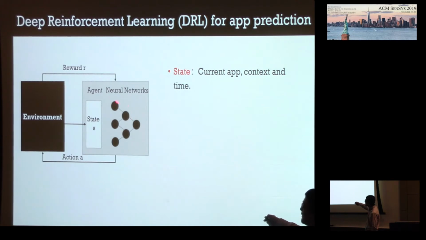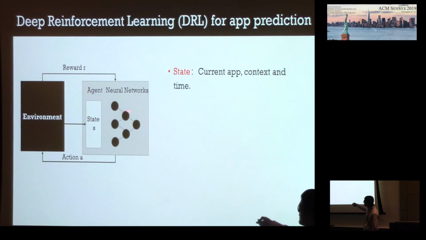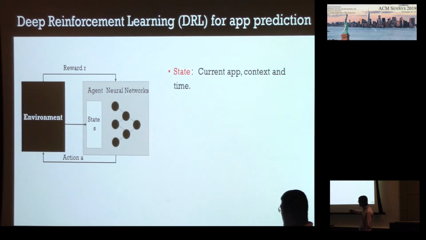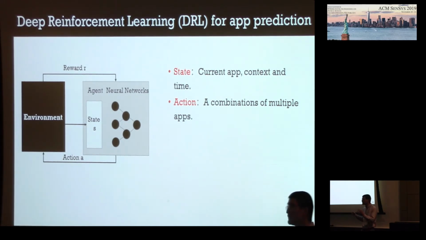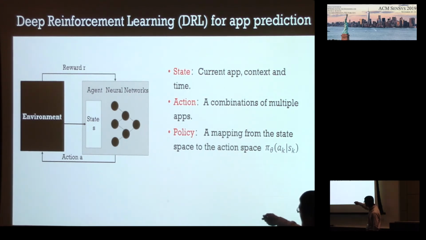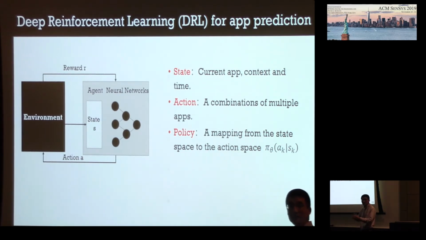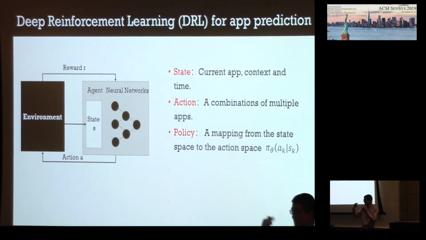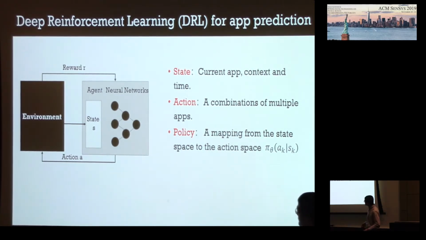Suppose that we have already got a policy, okay? And then based on the computation in this agent, we will get an action. The action is a combination of all the possible applications that the user will use in the next time slot, okay? And then we give the action to the environment. We tell the smartphone, oh, in the next 5 minutes the user will use these two applications.